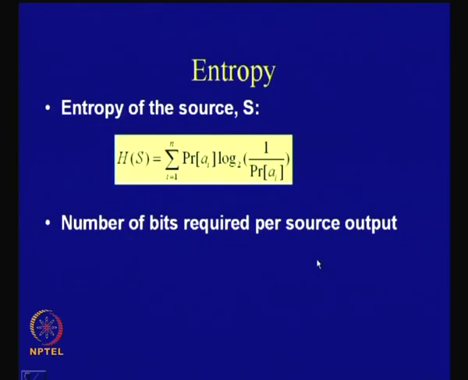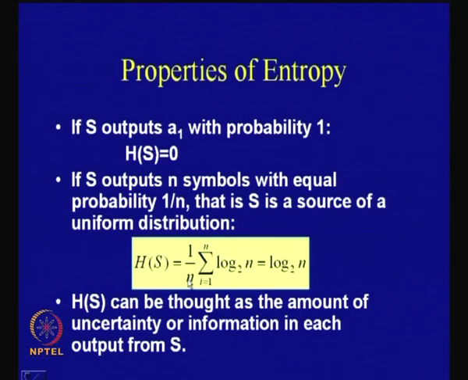So what is the entropy of the source S? The entropy of the source S is defined as H(S) equal to the sum of probability of ai multiplied by logarithm of 1 by probability of ai, base 2. This actually gives us the number of bits which are required per source output. Therefore this notion of entropy is often useful for computing the information content.